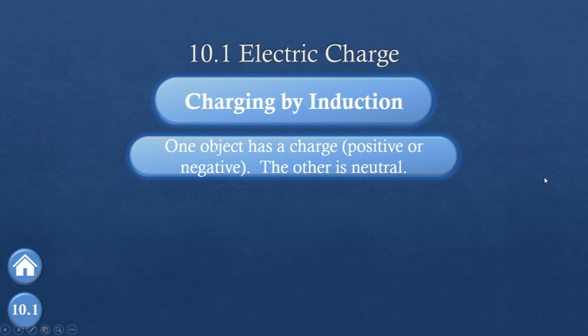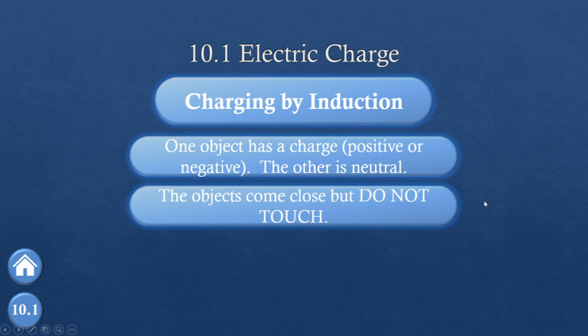The last method of charging is called charging by induction. And this is the most complicated one, so listen carefully. Like with conduction, one object has to already be charged, and the other object is going to be neutral. So that's the same as it was with conduction. But instead of touching the two objects together, we're going to bring them close together, but not actually touching.